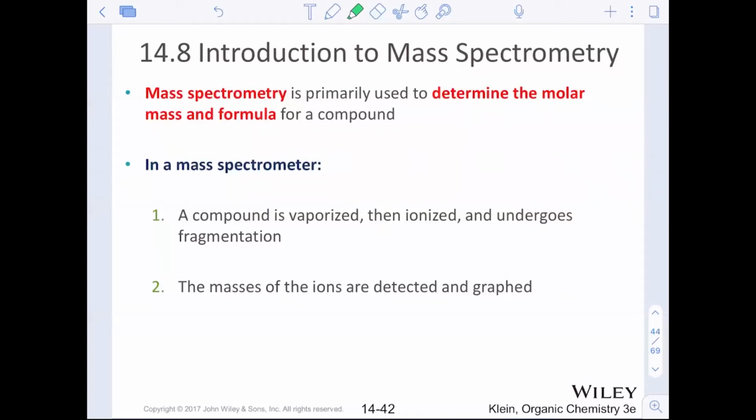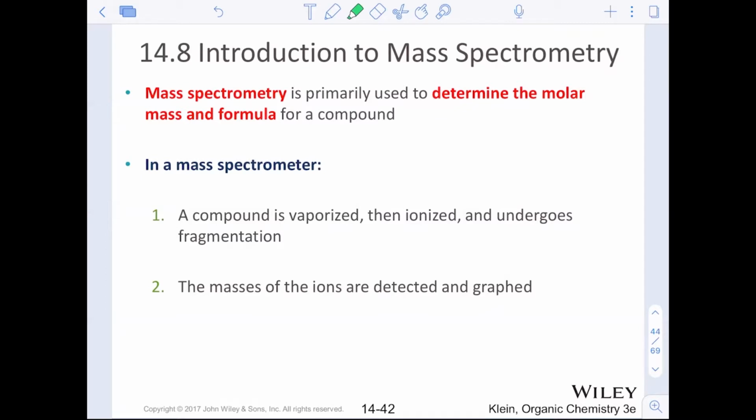All right, introduction to mass spectrometry. Now, it's not spectroscopy because we're not using the electromagnetic spectrum. It's mass spectrometry because we're trying to figure out the molar mass. And so we're going to be using a different type of energy.